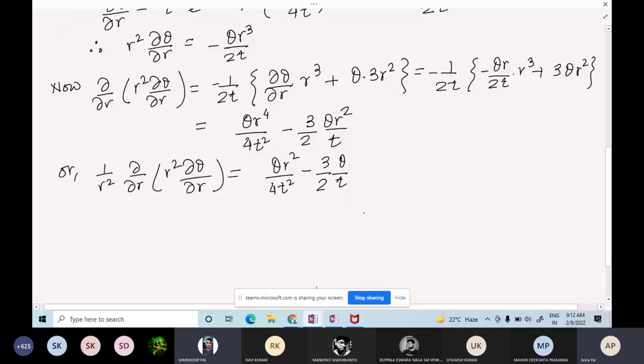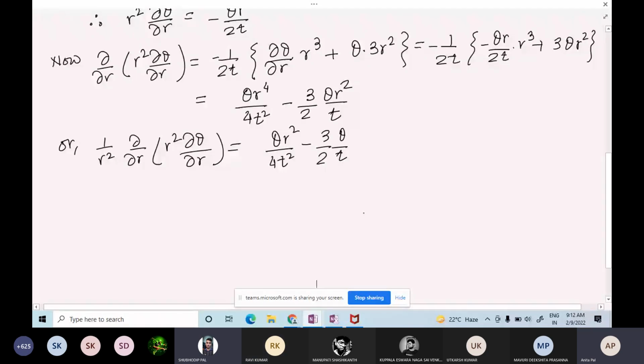Now the left hand side we have already taken care of. Now we'll take care of the right hand side. The right hand side is del theta del t. So what is del theta del t? That means that expression we have to partially differentiate with respect to t. Now if we differentiate with respect to t, what will we have?